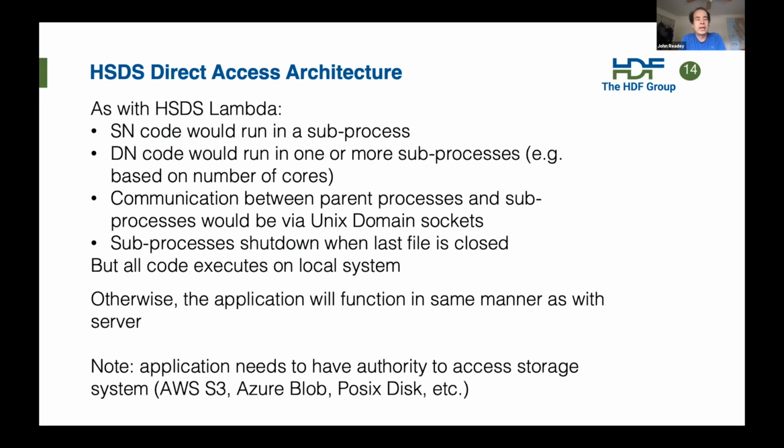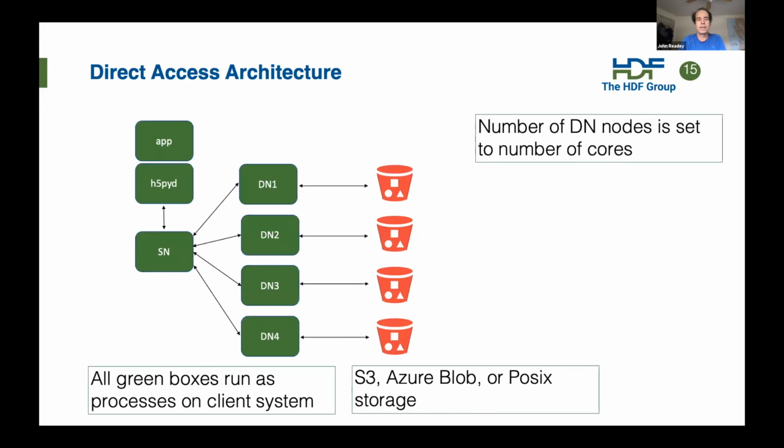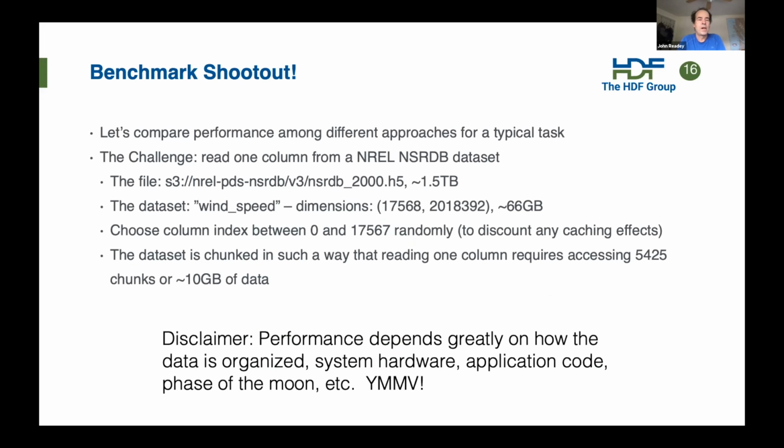So similar to Lambda, we have these service node and data nodes as subprocesses. Everything else functions just the same as with HSDS. And you can use AWS S3 or Azure Blob or POSIX disk, et cetera. And the architecture looks like this. And performance is pretty equivalent to running HSDS on an equivalent set of hardware.